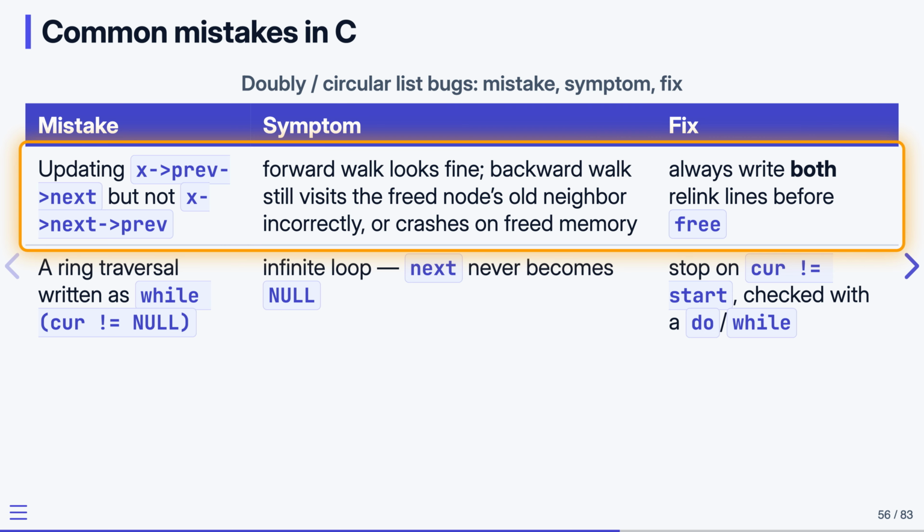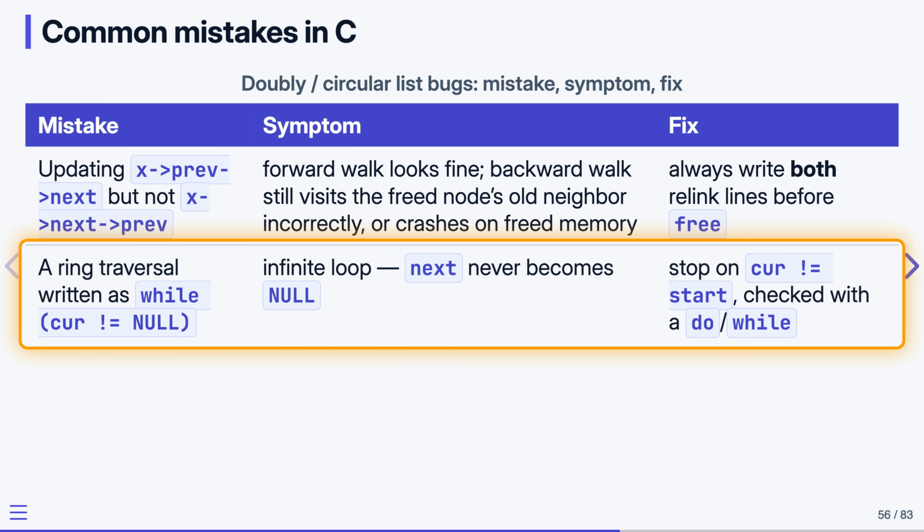Let's walk the common bugs one row at a time. The first mistake is updating one side but not both. You write x->prev->next, but you forget x->next->prev. The symptom is sneaky. The forward walk looks fine, while the backward walk still visits the freed node or crashes on freed memory. The fix is simple. Always write both relink lines before you call free.